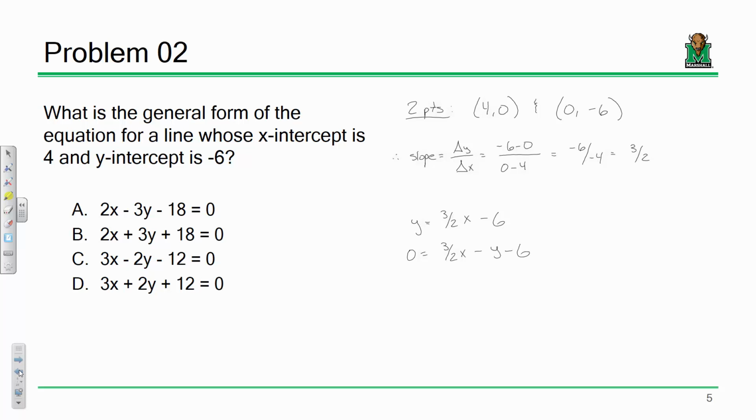Now, before we do anything, before we even do any math at all, we can do some elimination. I mean, we know that the constant is negative, right? So it can't be b and it can't be d, because here this is positive 18 and that's positive 12. So right off the bat, you can eliminate 2. And if I multiply everything by 2, that's going to be 3. So we don't even have to really do anything. I can tell you the answer is going to be C.